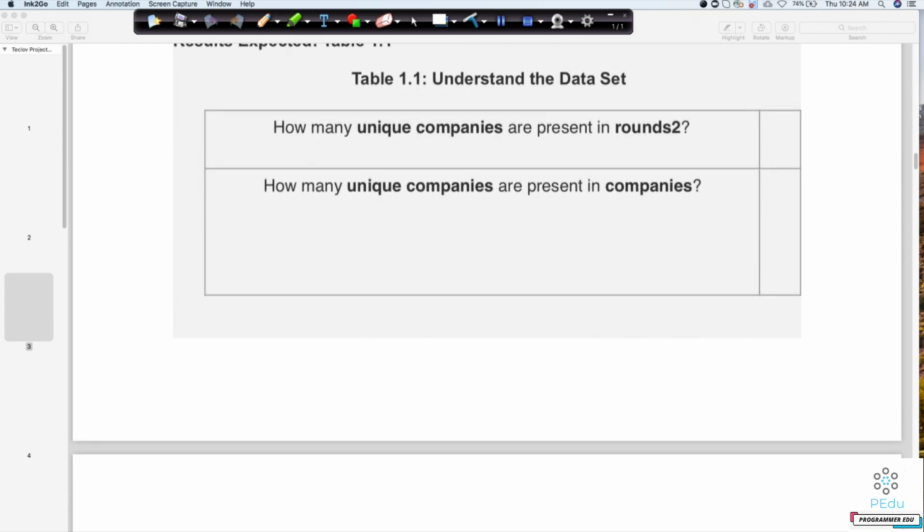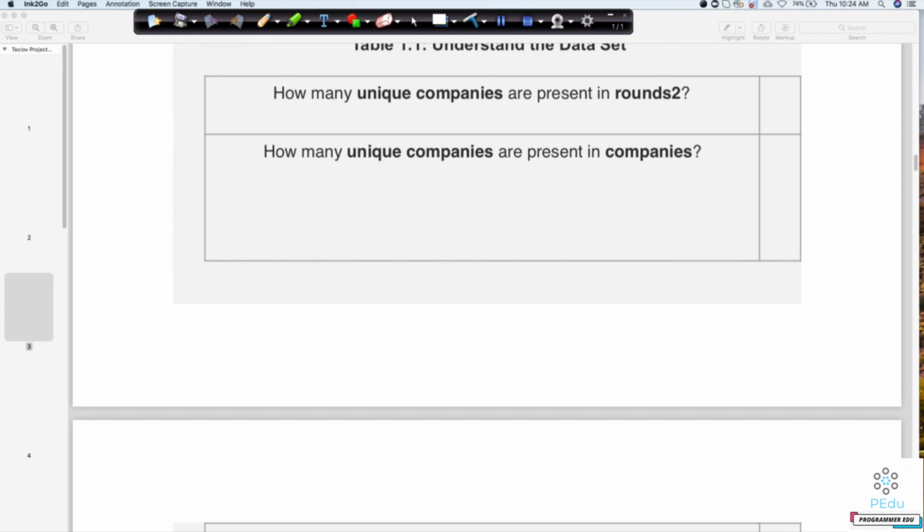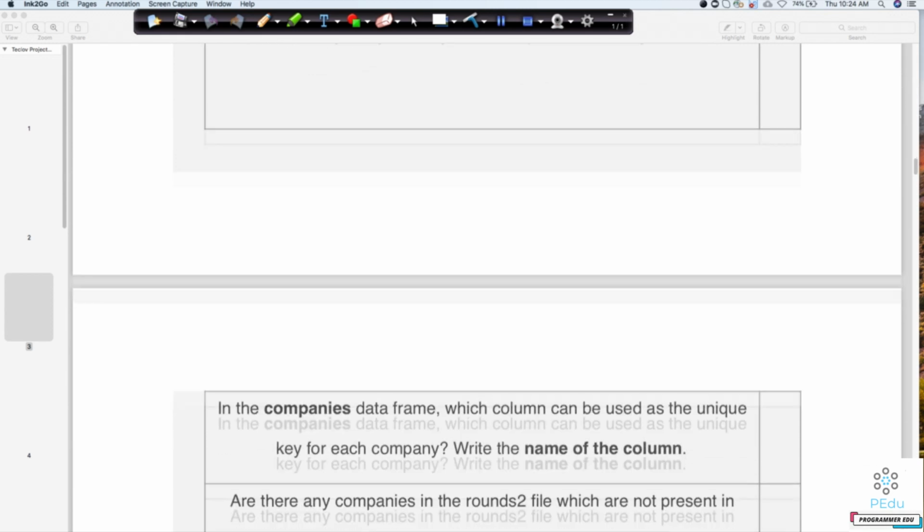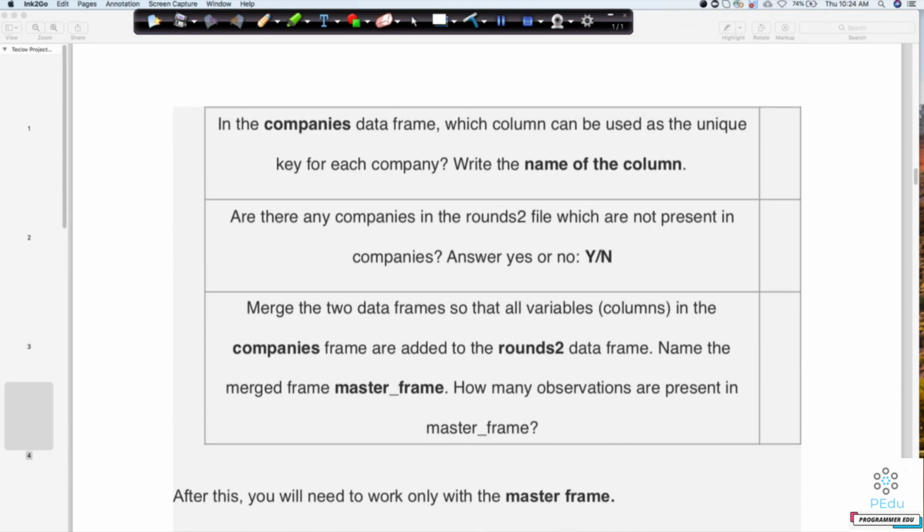Now, how many unique companies are there in rounds2? That is the first question. How many unique companies are present in companies? That's the second question. In the companies data frame, which column can be used as a unique key for each company? Write the name of the column. Now, the fourth question: are there any companies in rounds2 which are not present in companies? Do this carefully. There's a catch here.